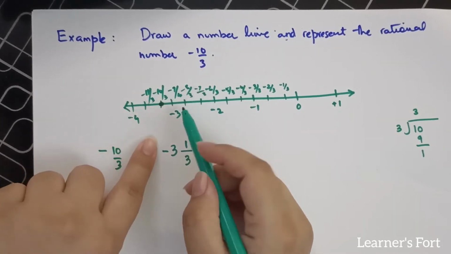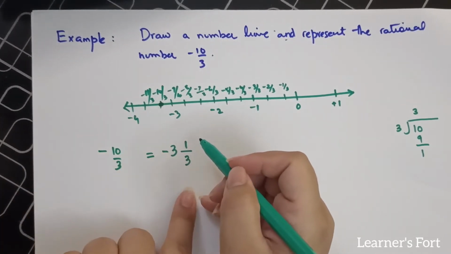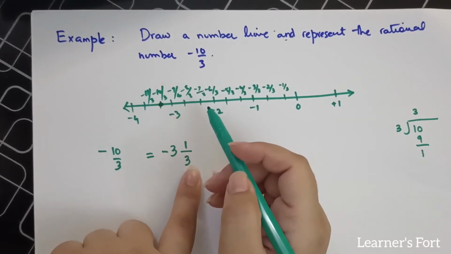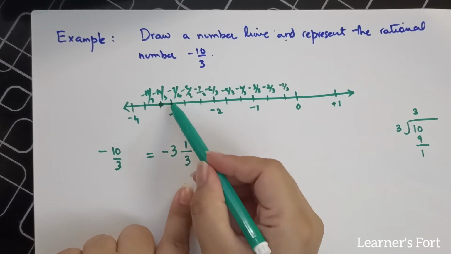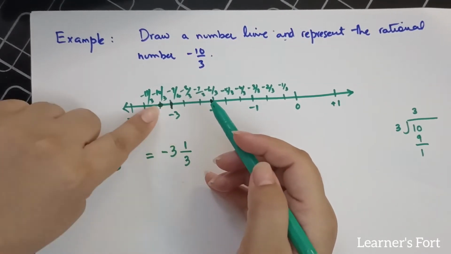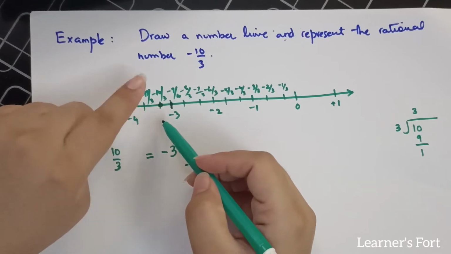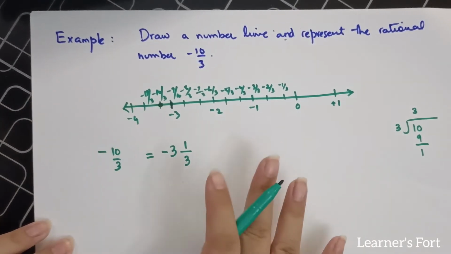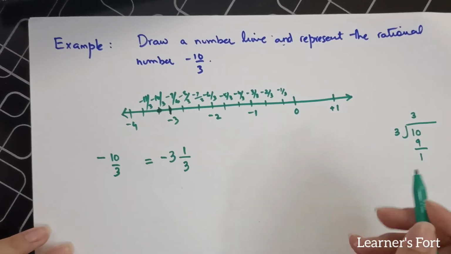So minus 10 upon 3 is basically equal to minus 3, 1 upon 3. Minus 3 whole, 1 upon 3, right? So minus 3 is over here. And 1 upon 3 is the first dash here, which is minus 10 upon 3. So this is how you're going to represent a number on a number line.